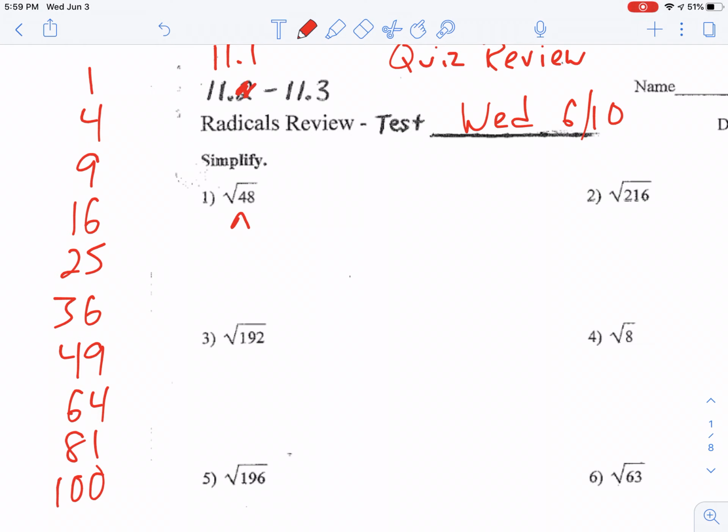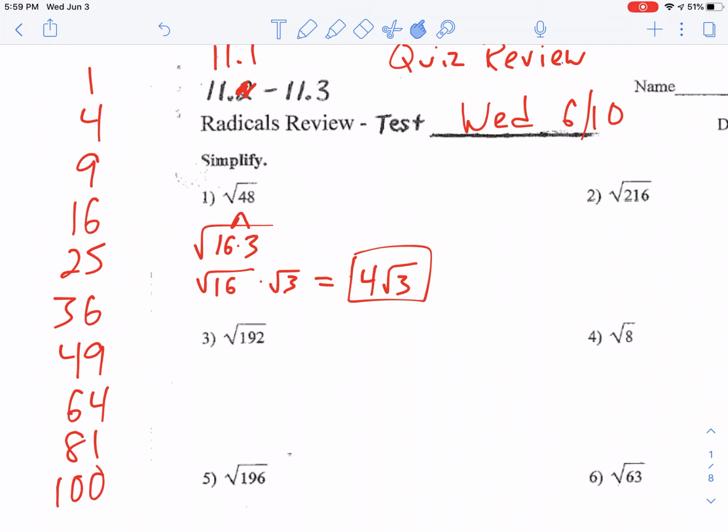So 48, if you look at the factors of 48, you could rewrite that as 16 times 3. And then you could break up this radical into square root of 16 times square root of 3. And then the square root of 16, this piece right here, is 4. So 4 times the square root of 3 is your answer. The square root of 3 just stays there because you cannot simplify that piece any further. So 4 root 3 is your simplified radical.